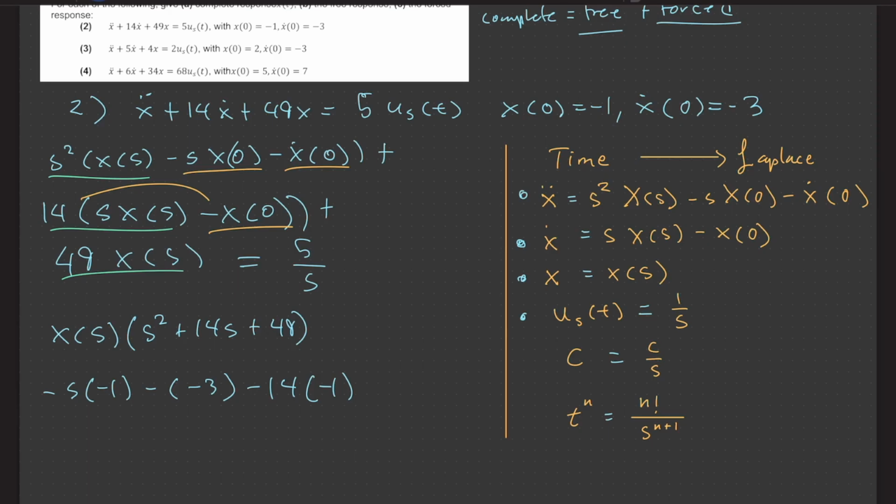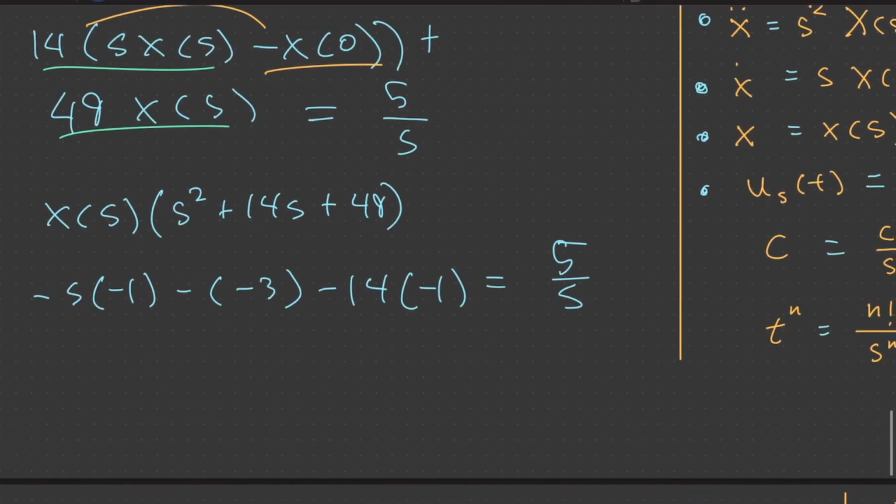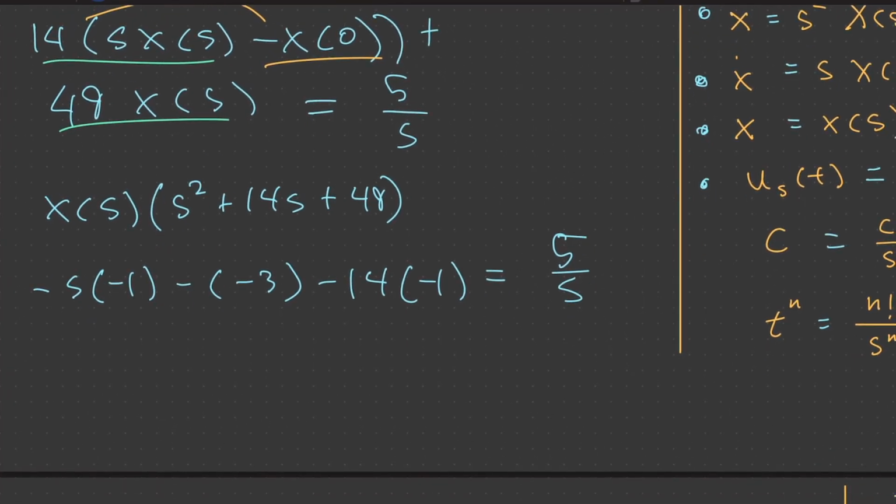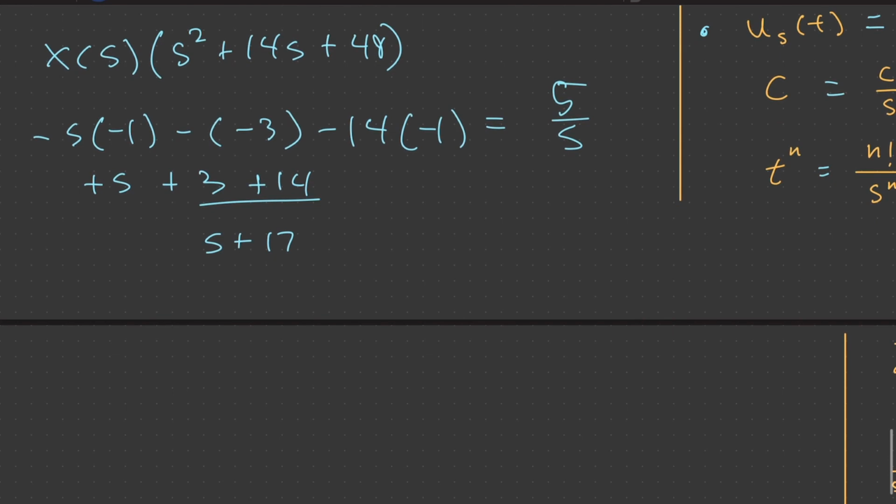Okay, and this will all be equal to 5 over s. This is great. Our equation's getting shorter. That's the ideal scenario. So now I can go ahead and do a little bit of simplification. This will become a plus s, this will become a plus 3, and this will become a plus 14. So these two terms combined, we get s plus 17. Okay, so let's move on.